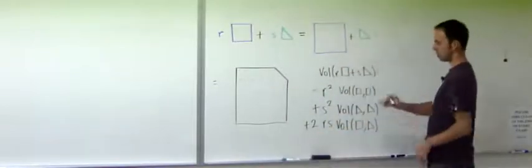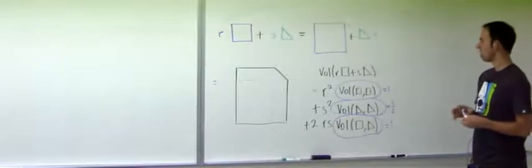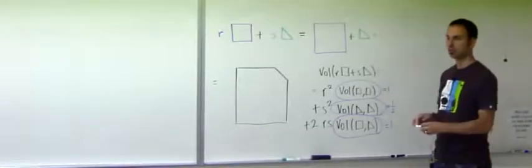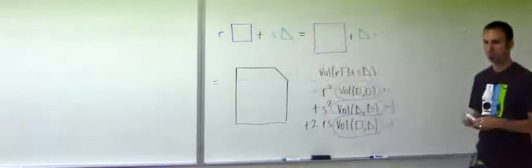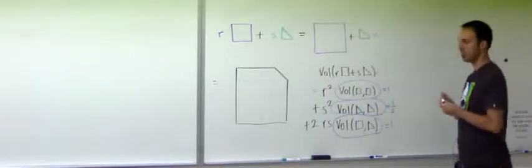And so the point is that we're always going to get a polynomial in R and S, and we're going to call these coefficients, which in this case are, this is a 1, this is a half, and this is 1, the mixed volumes. Okay? But I haven't proved that this is a polynomial, and that means that we don't know yet that these things are well defined. So that's my next goal, is to actually prove that if you compute the volume of rP plus SQ, you're always going to get a polynomial in R and S. Okay?